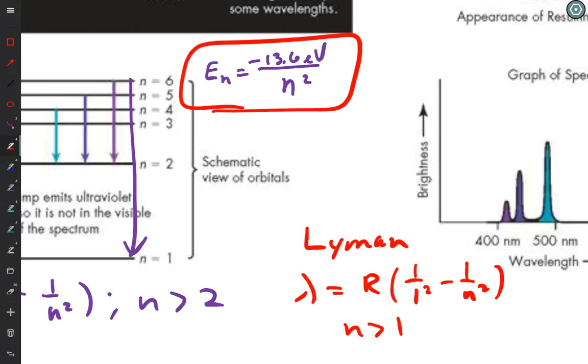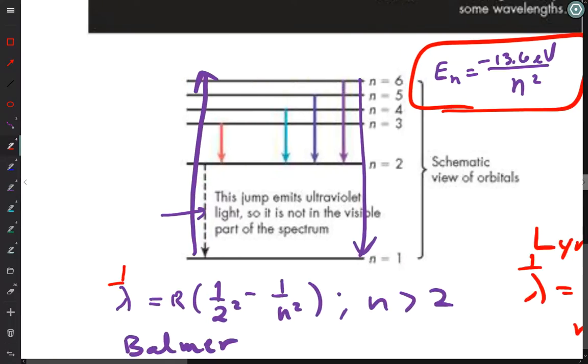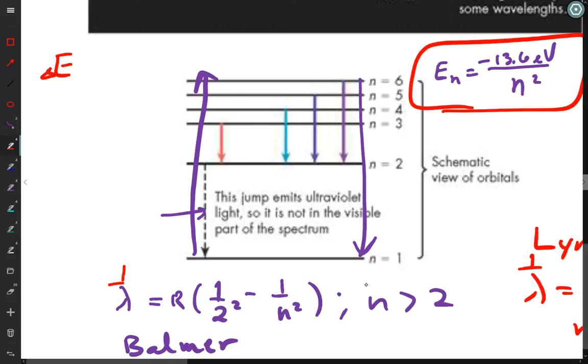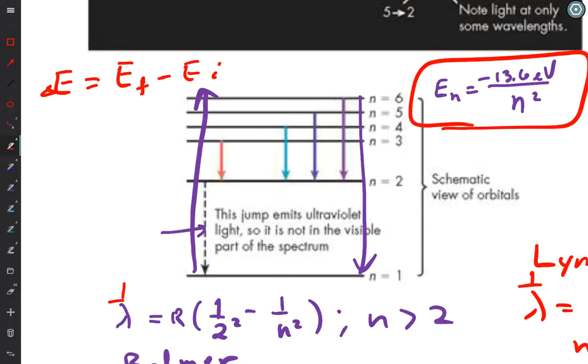Okay, E equals H. Actually, this has got to be 1 over wavelength. I didn't look at the equation beforehand, but I'm pretty sure it has to be 1 over wavelength. Because what it's saying is the energy difference is equal to the energy that it ends at, let's change that to final, minus the energy initial. And since E is equal to HF and F is C over lambda, so HC over lambda, that's why it has to be 1 over wavelength.